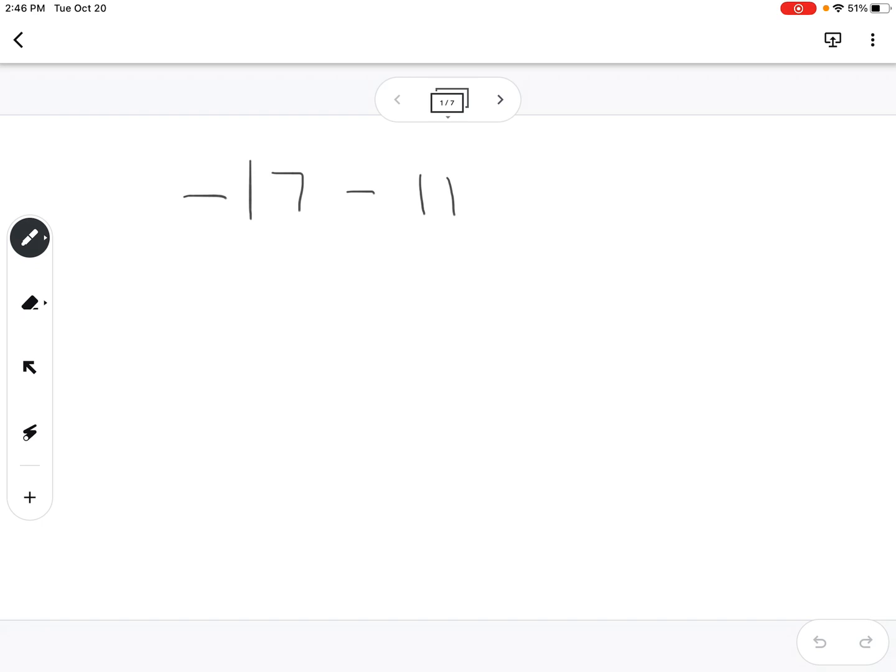So the first one that we're going to start with is an expression with two integers, negative 17 minus 11. So pause the video right now and see if you can come up with a response, and then unpause it when you're done, and I will continue going over this problem.